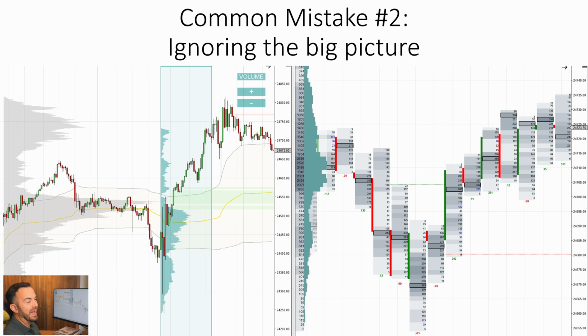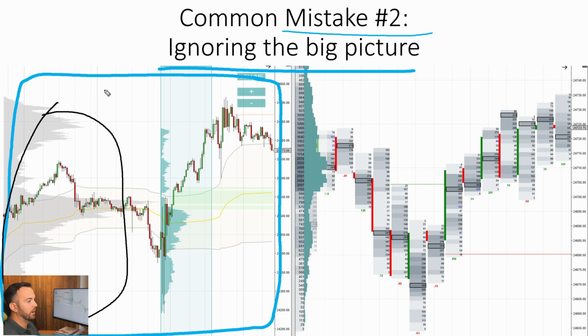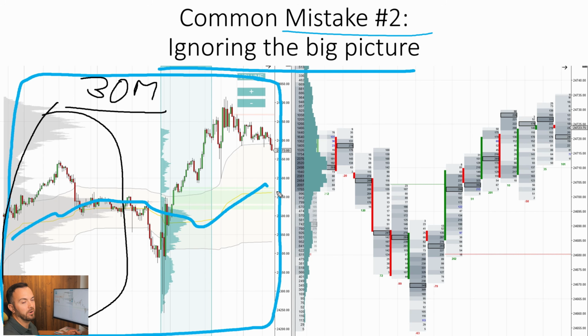What comes hand in hand with that is mistake number 2, ignoring the big picture. That's why I think it's very important to have a chart like this on one of your screens, where you see the big picture, where you have weekly volume profile, where you have, let's say, 30-minute time frame, and you can also have a weekly view or something similar, which is showing you the bigger picture, right? You need to see what's going on from the bigger perspective before you dive into the details of order flow.